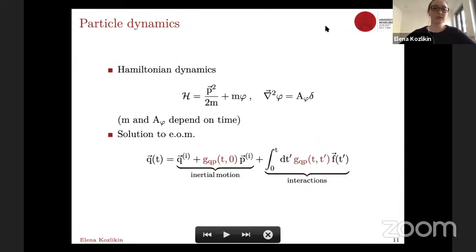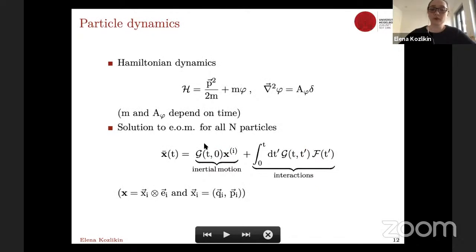And so the dynamics of the particles will simply be described by Hamiltonian dynamics, where we have a kinetic and a potential term, and the potential is sourced by some overdensity. Okay, and we can solve the Hamiltonian equations, and we can write down the trajectory again as some inertial motion, where we have a propagator here. So basically it is the Green's function of the Hamiltonian equations of motion. And then we have this part which includes the interaction. And as you see, the interactions include, besides the Green's function, also a force. So this is the force between particles.